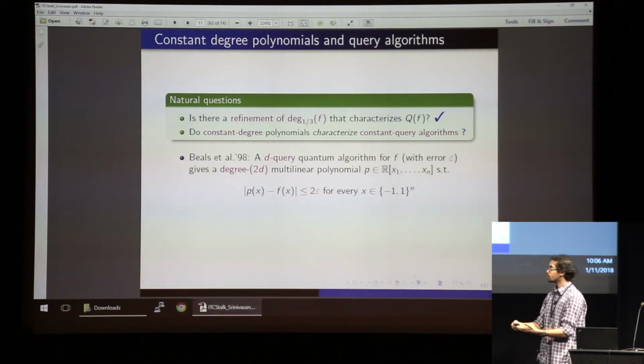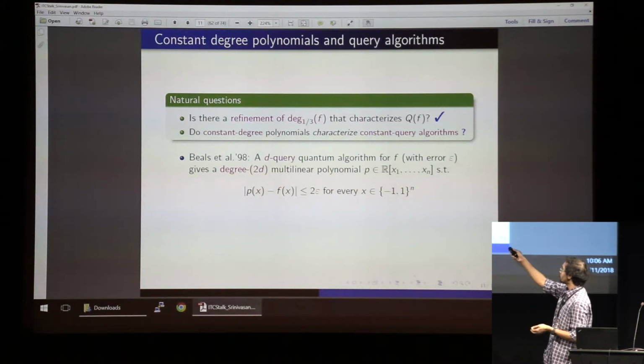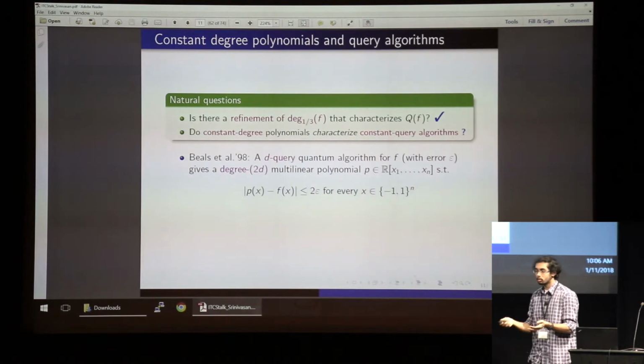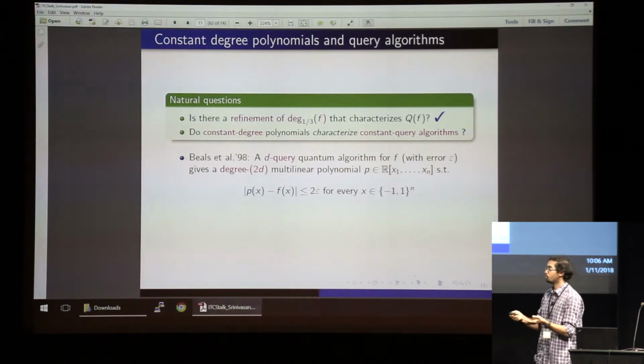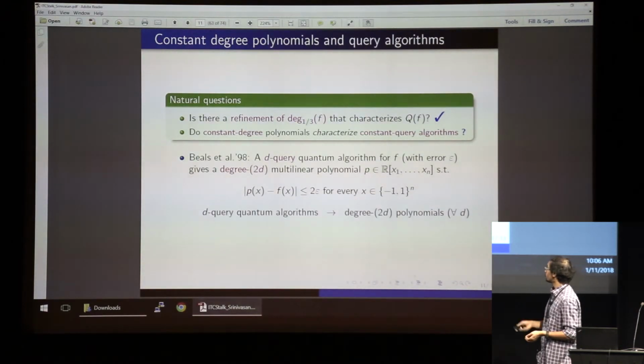Then it induces a polynomial which is degree 2D and n-variate, and that is close to f(x) on the Boolean cube. That is, |p(x) − f(x)| is at most 2 epsilon. So a way to view this is that D-query quantum algorithms give you degree 2D polynomials.